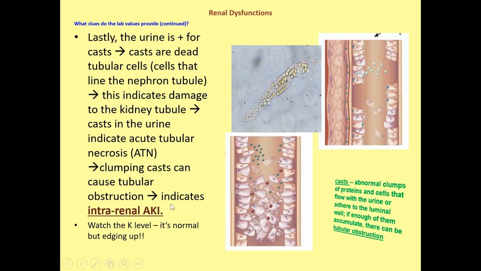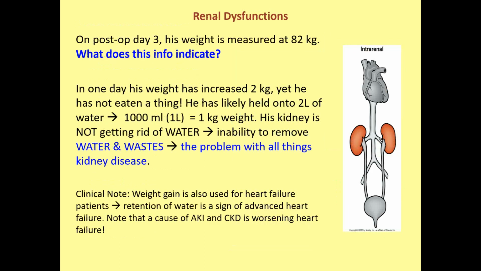Now, I do note that the potassium is slightly elevated, so it's going up, and so you do have to watch the potassium level also for many obvious reasons. Notice that these cells kind of clump together, and that can also cause an obstruction too. That will also damage the kidney nephron. So these casts are bad for the kidney nephron for many different reasons.